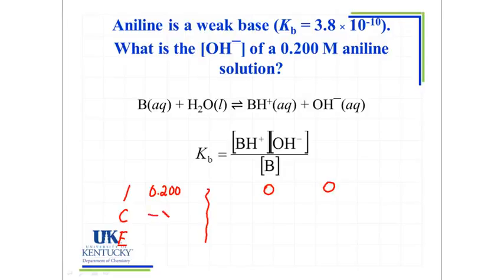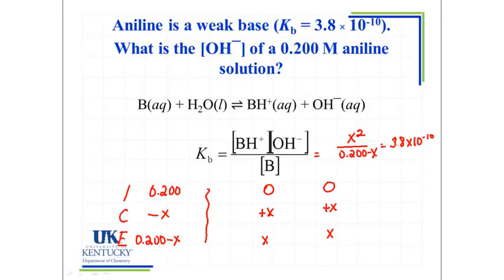My change will be minus X, and plus X. My equilibrium concentration is 0.200 minus X, and X. Now I can use the information that I'm given to solve for my value of the OH- concentration. If I look at my law of mass action, I can substitute in X for both BH+ and OH-, so I have X squared over 0.200 minus X, and this is equal to our Kb value of 3.8 times 10 to the minus 10.